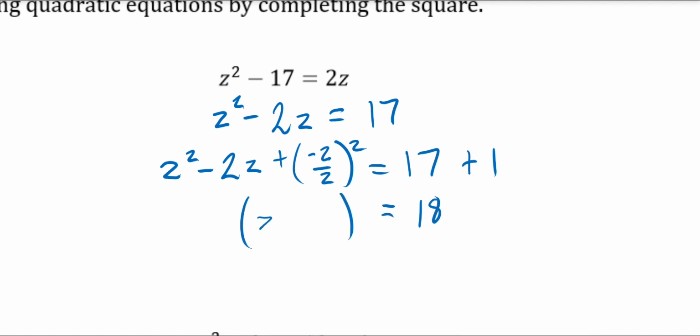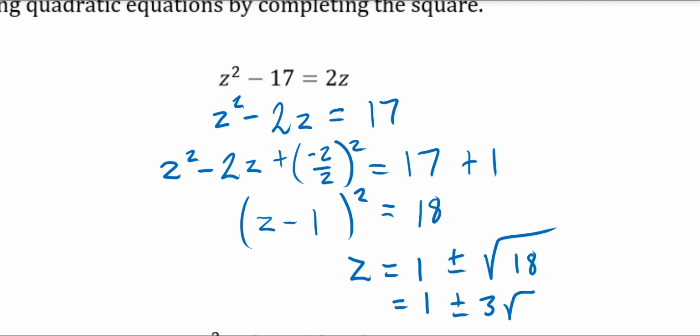This now factors as a perfect square. Z minus half the middle term, which is 1, squared, taking plus and minus the square root of each side, and bringing my negative 1 over, we get 1 plus and minus radical 18. Radical 18, well, 18 is 9 times 2, and 9 is a perfect square, so we could factor that out to simplify this as 3 radical 2.